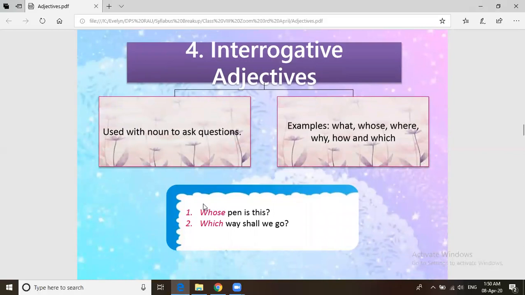Interrogative adjectives are used with nouns to ask questions. Examples: whose pen is this? Which way shall we go? How much does this cost? Whose pencils are these? Where are my books? These are interrogative adjectives that begin a question and are followed by a noun.